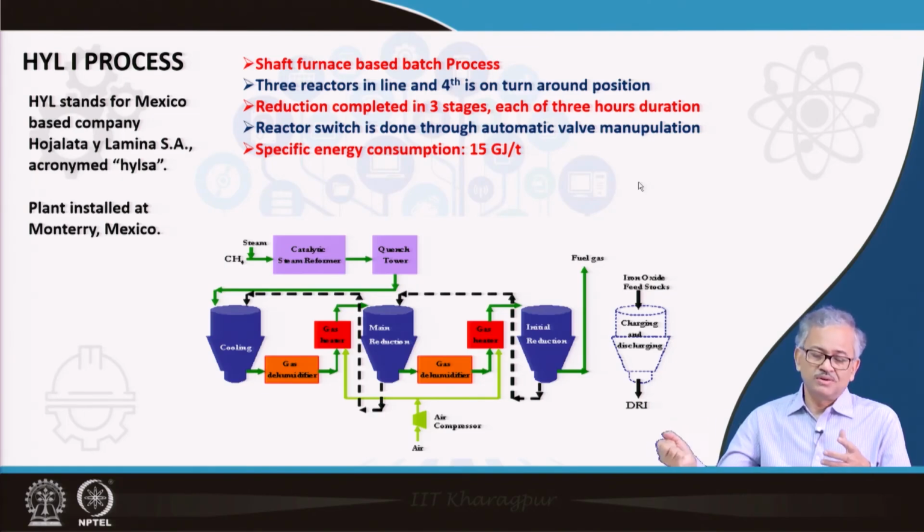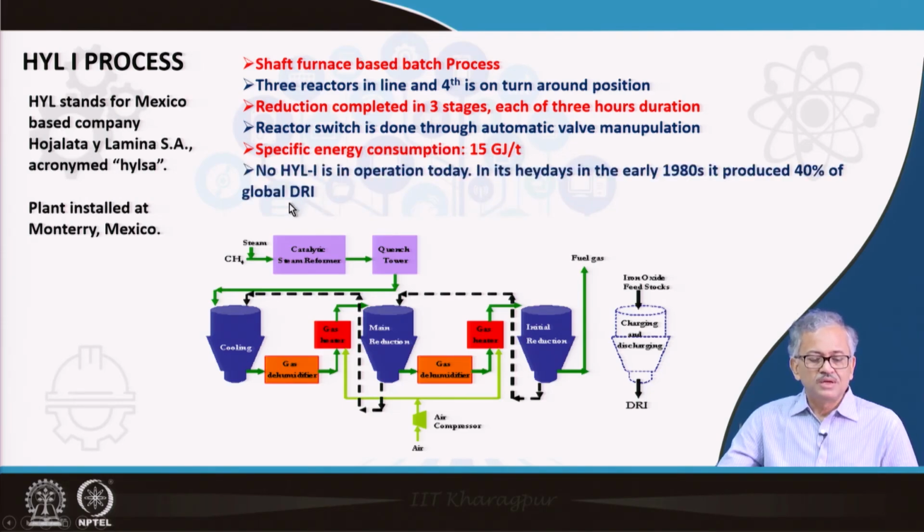And specific energy consumption is quite high, around 15 gigajoule per ton of DRI. If you compare it with blast furnace iron making, that is around 20 gigajoule per ton, but the blast furnace product is liquid iron, and here the product is solid iron. So it has to be melted and purified, so a lot of energy is involved. Considering that, if you compare 15 gigajoule to 20 gigajoule, this solid iron production is quite energy intensive.